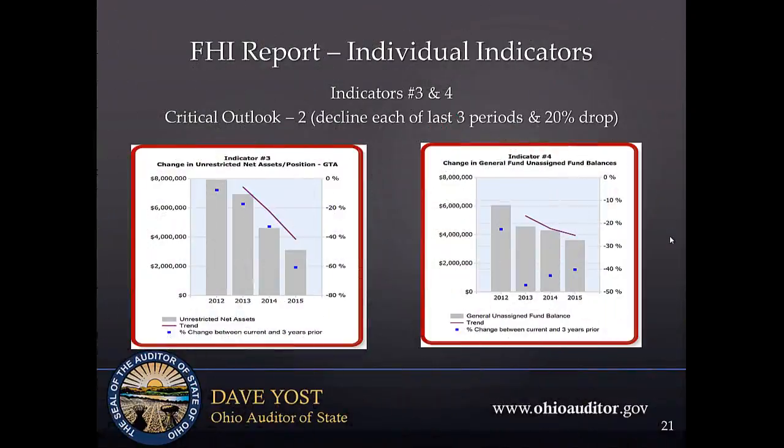The second way to show the critical indicators for indicators 3 and 4 would be a decline in each of the last 3 periods with a drop of greater than 20%. Again, you can see that the amounts have dropped for 3 years, and in this case they have dropped by 60%. In this case they have dropped by 40%.